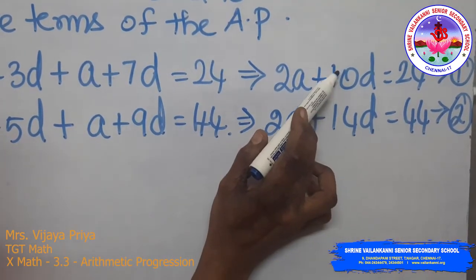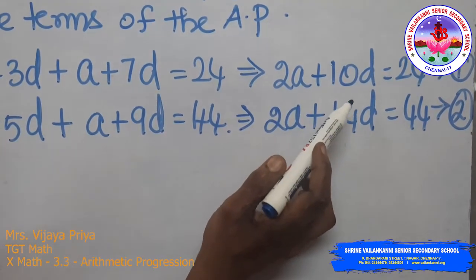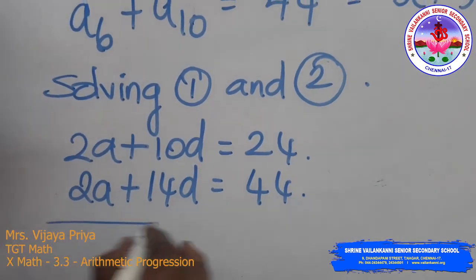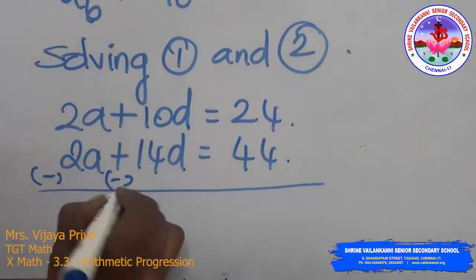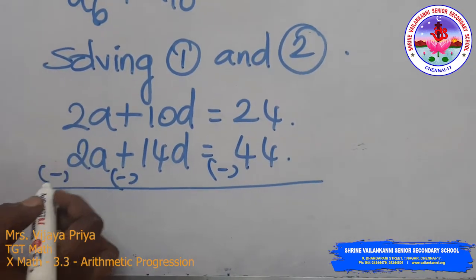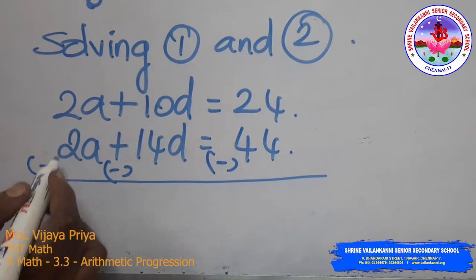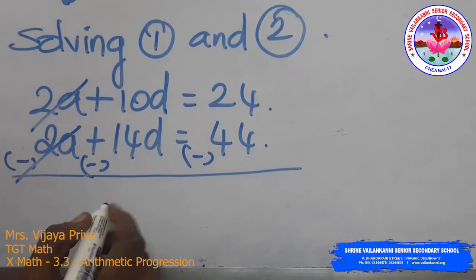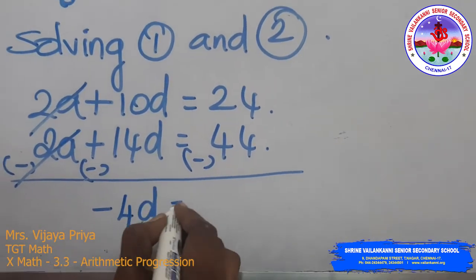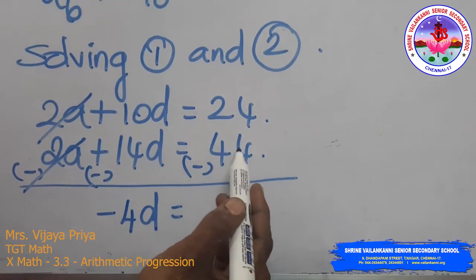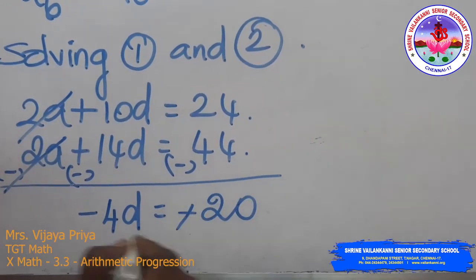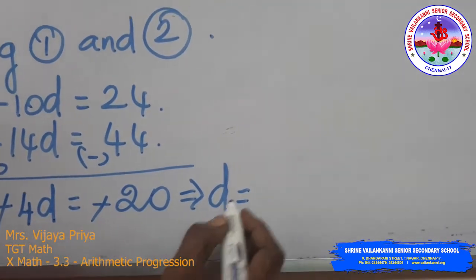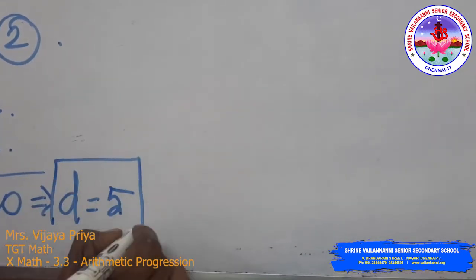Now I am going to solve equations 1 and 2 to get my value of A and D. Solving 1 and 2, I am changing the signs of this equation since you have both positive signs. Plus 2A minus 2A gets cancelled, plus 10D minus 14D, I will get minus 4D, which is equal to 24 minus 44, I will get minus 20. Minus minus gets cancelled, where my D value is equal to 20 divided by 4, 5. So I got D as 5.